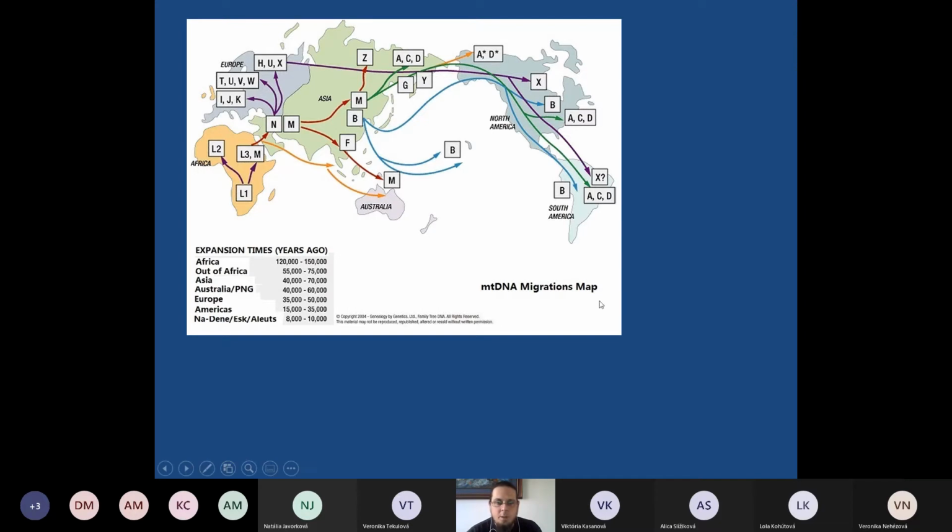So that's why the mitochondrial DNA migrations map shows what the basic haplogroups are. Of course, Europe is like a crossroads together with Asia, but how did they spread, and how, for example, A transferred to various parts of the world, and M, for example, from Africa down to Australia.